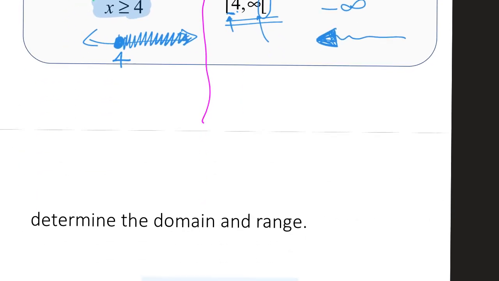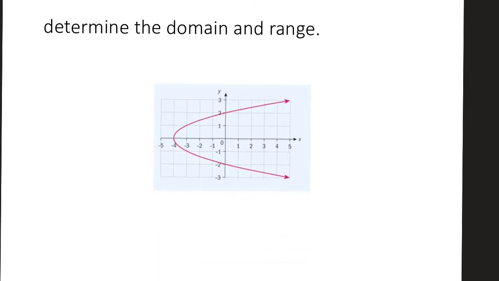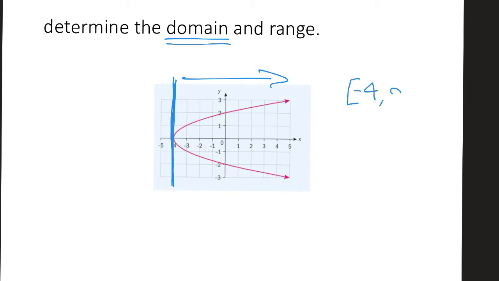Okay, so let's move this up. So now looking at this problem, we're looking at the domain and the range. Okay, the domain is dealing with the x values, and you can see that the x values go from here, right? From here in that direction. Okay, so in interval notation, the -4 is included, and then it keeps going forever towards infinity.